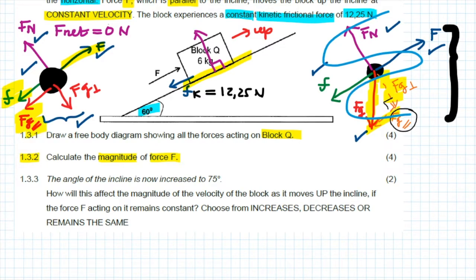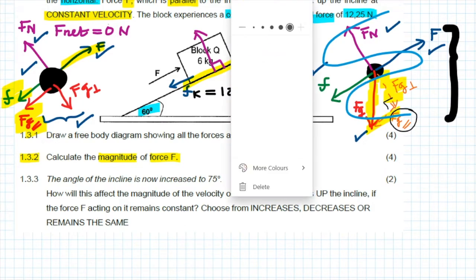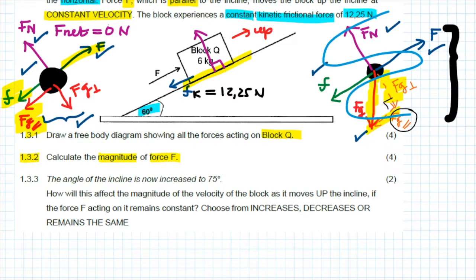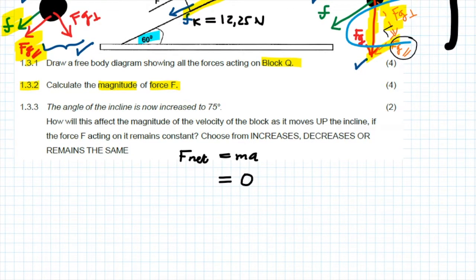So we can set up Newton's second law or even first law if you want to, but we normally call it Newton's second law equation. So we're going to say F net is equal to ma. Automatically we know this is 0, and that is why I said Newton's first law. We know that the acceleration is 0 because this object is moving at a constant velocity.